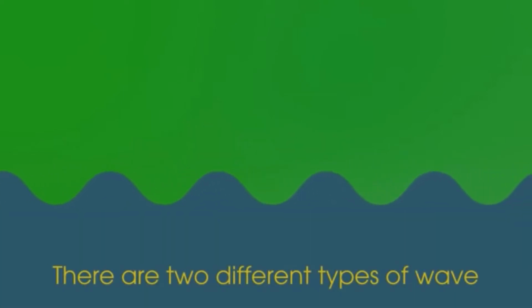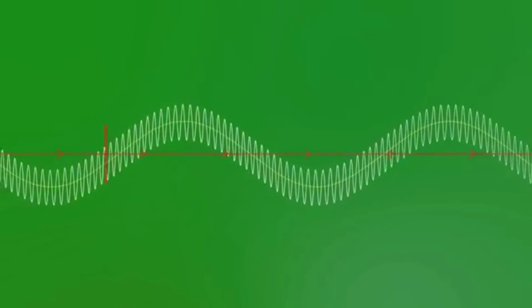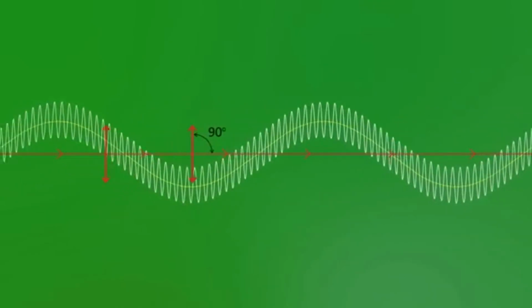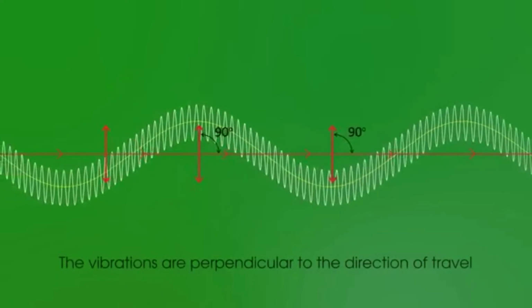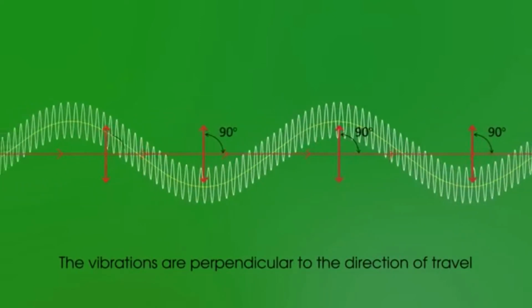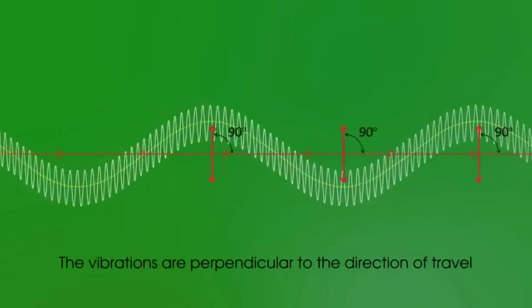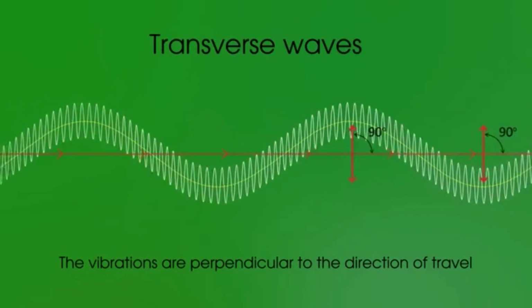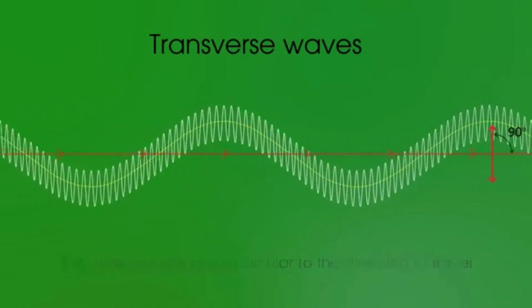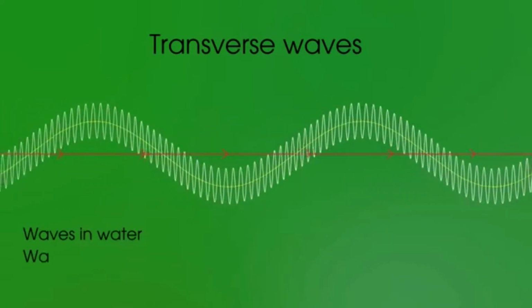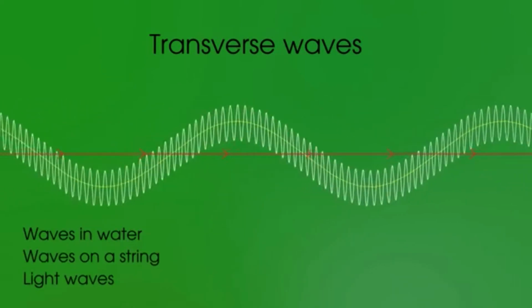Waves. One of the first things we need to know about waves is there are 2 different types of wave. One shown here by waves in the sea, and the other one shown by sound waves. So how are they different? Well, first let's look at the sea waves. If we look at them represented with this slinky, we see that the vibrations are at 90 degrees or perpendicular to the direction of travel of the wave. These are called transverse waves, and examples of them are waves in water, waves on a string, or light waves.